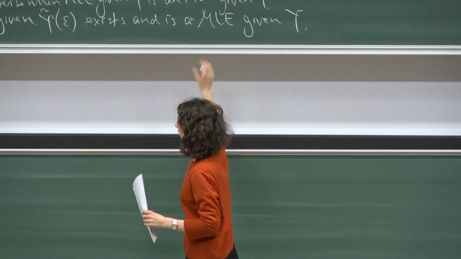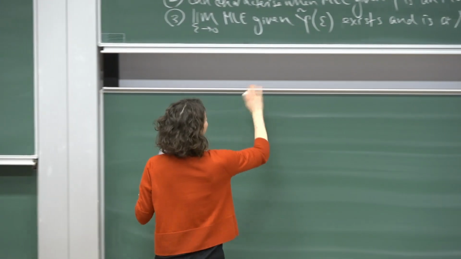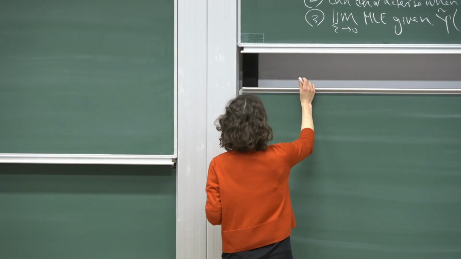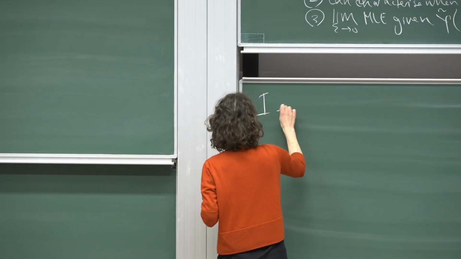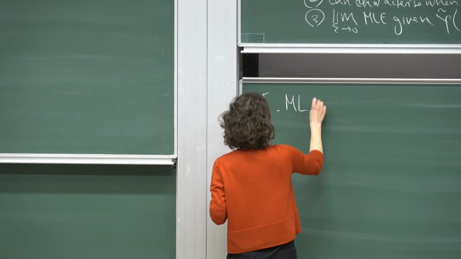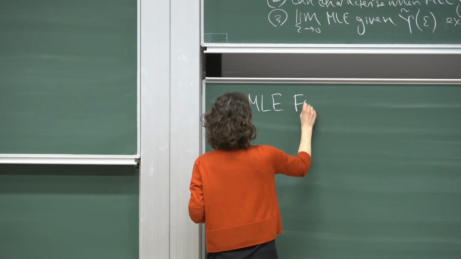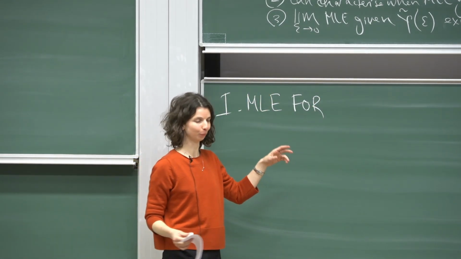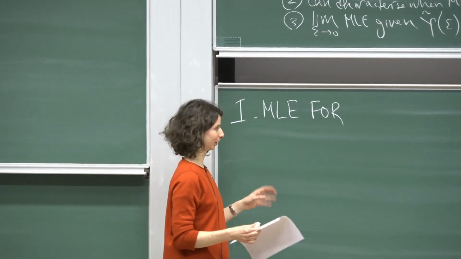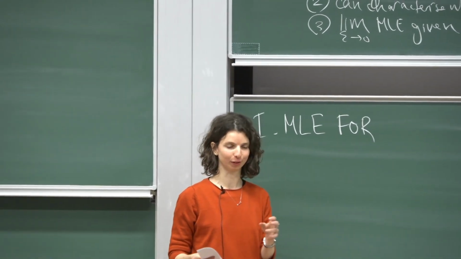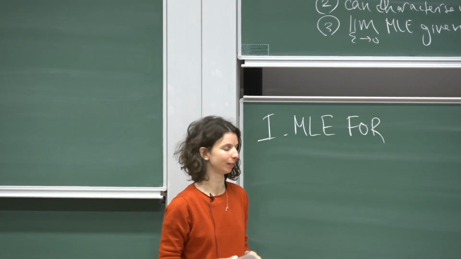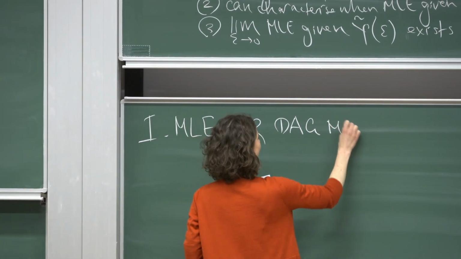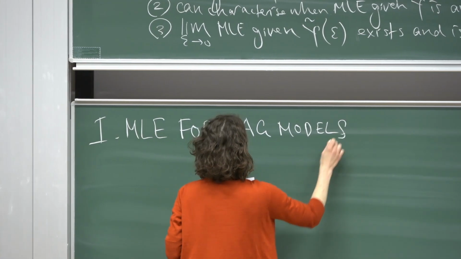Okay, so the goal of the talk is really just to make all of this a little bit more precise. I'll start by talking about maximum likelihood estimates. All of this is valid not for just any multivariate Gaussian model, but for the specific class of so-called DAG models, Directed Acyclic Graphical models. I'll explain what those are and then say something about MLEs for such models.